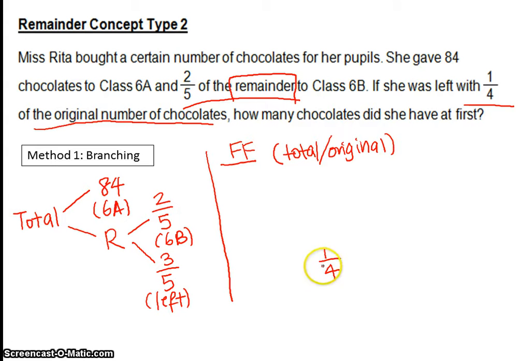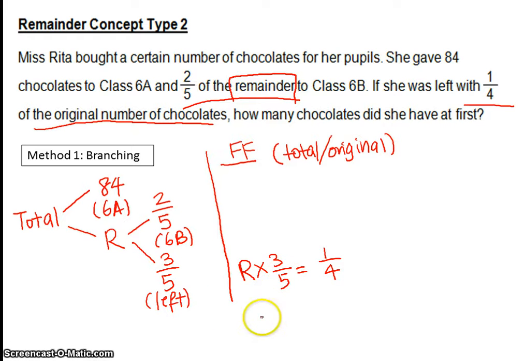1/4 of the original number of chocolates was left. In line with this, 3/5 of the remainder was left. So recalling what you have learned for remainder concept type 1, how do you calculate the final fraction? You take R times 3/5. Then it will give you the final fraction, right? So in other words, it's like this. Correct? Now how do we calculate R from here?